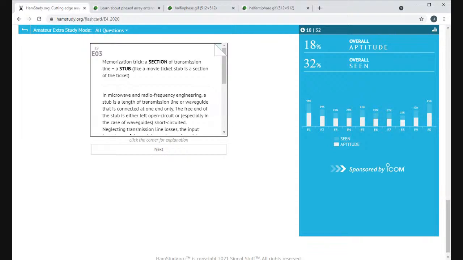And a memorization trick: a section of transmission line is referred to as a stub.